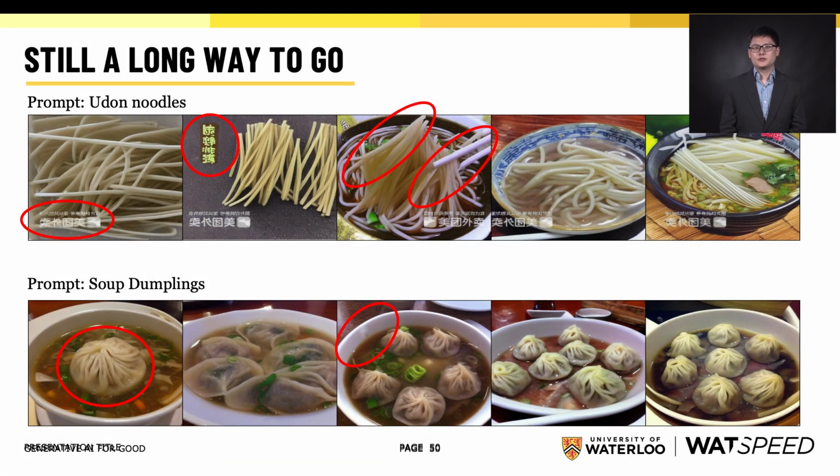When we train Stable Diffusion on various open-source food datasets, we still experience a lot of issues. In the top row, when we prompt udon noodles, we can see there are a lot of issues, including watermarks, weird chopstick shapes, and noodles floating in the air. In the bottom row, when we prompt soup dumplings, you can see that the soup dumpling always comes with soup, but in reality, a soup dumpling is not in a soup. And there's also a weird bowl shape in the generated images.